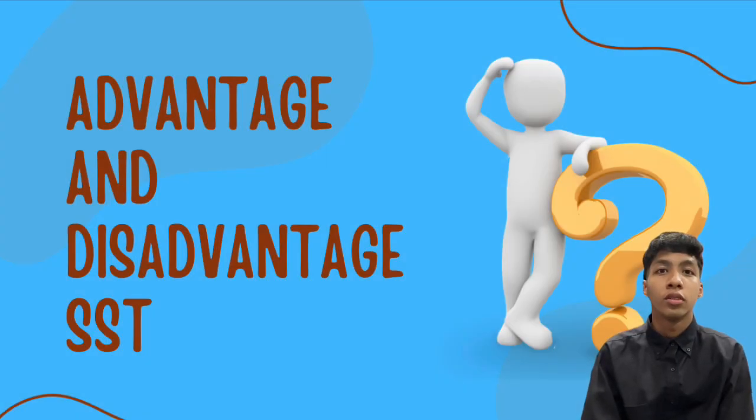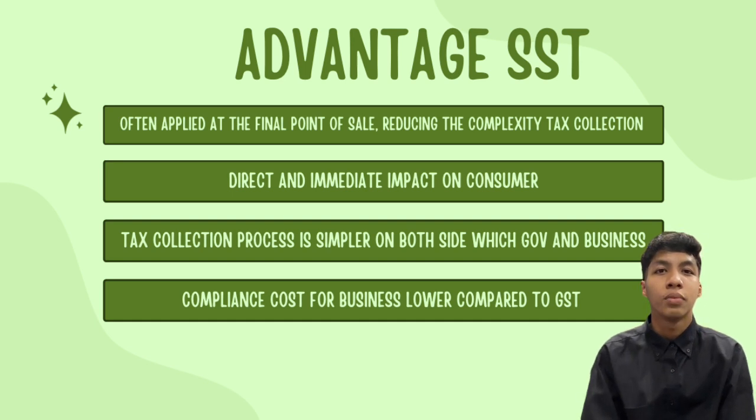So now we move on to the advantages and disadvantages of SST. So firstly, SST is often simpler to understand and administer as it is typically applied at the final point of sale. It reduces the complexity involved in tax collection. So secondly, it has a direct impact. SST has a more direct and immediate impact on consumers, which can be more beneficial for the government for straightforward revenue collection. Next, the tax collection process is simpler and reduces the administrative burden on both sides, which is firstly the government and the business.